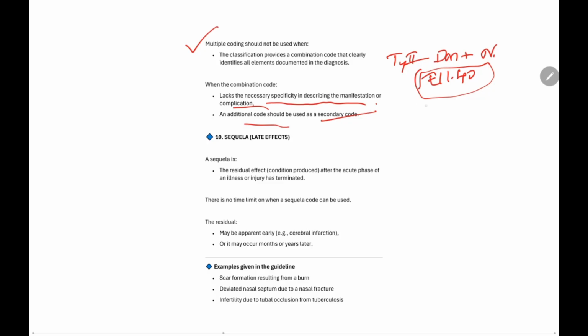Okay, secondary code. So then you will get two codes. If there is no relation between them or any required classification is not there, then you will mention this. Okay, so next, sequela, late effects.